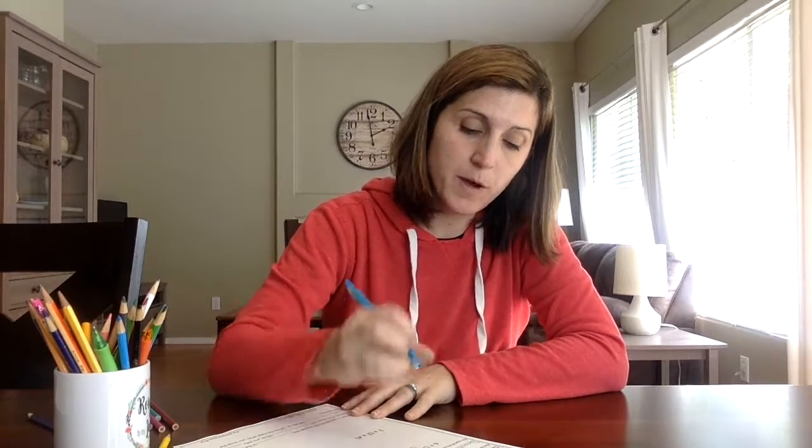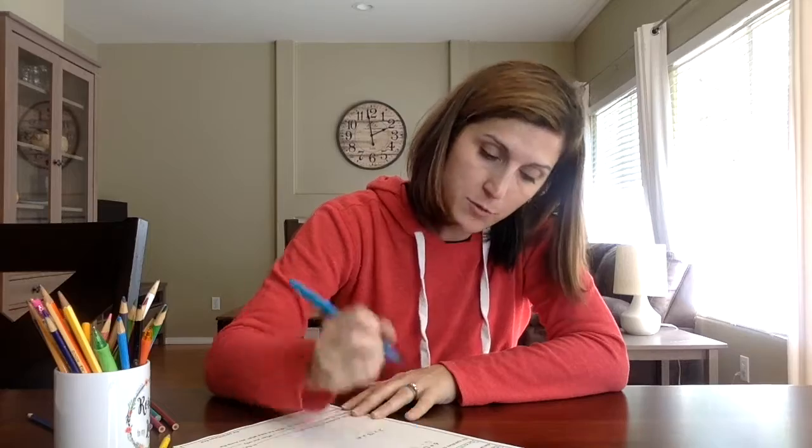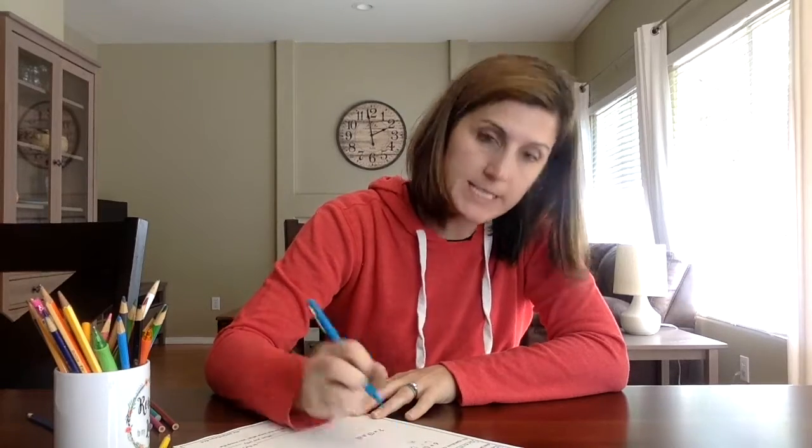So in this first equation, I have 6 plus (3 times 4). So I'm going to multiply 3 times 4 first because that is what is in the parentheses. So 3 times 4 equals 12. So now I have 6 plus 12, and that equals 18.